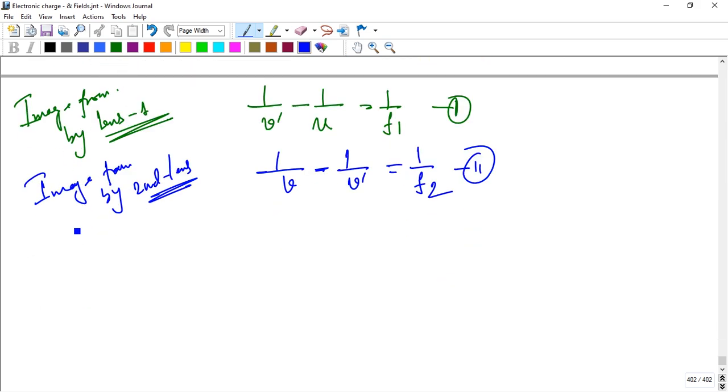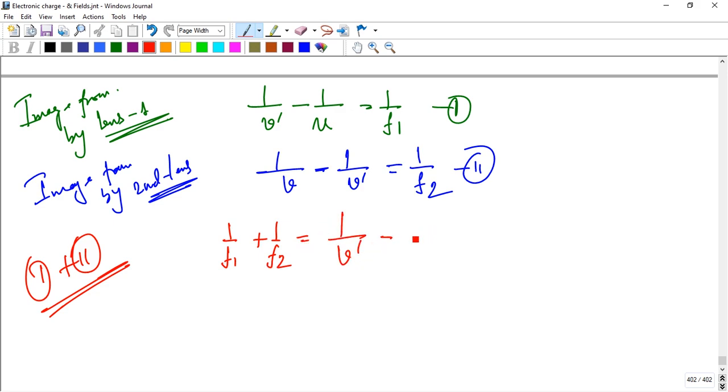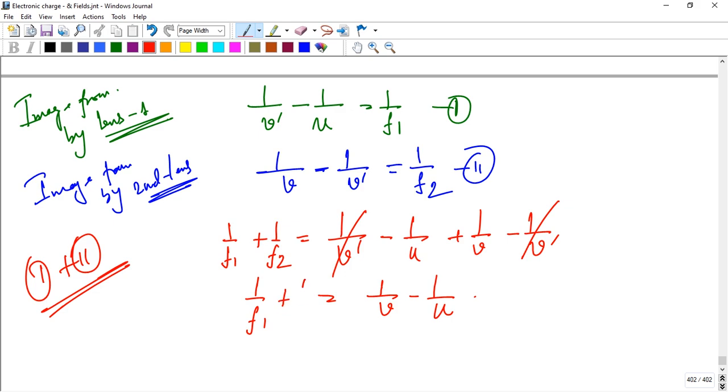Now if I add these two, equation 1 plus 2, that is 1 by F1 plus 1 by F2, and you get 1 by V dash minus 1 by U plus 1 by V minus 1 by V dash. So here V dash cancels, and you get 1 by V minus 1 by U equal to 1 by F1 plus 1 by F2, and that is equal to 1 by F, and we get the basic formula.